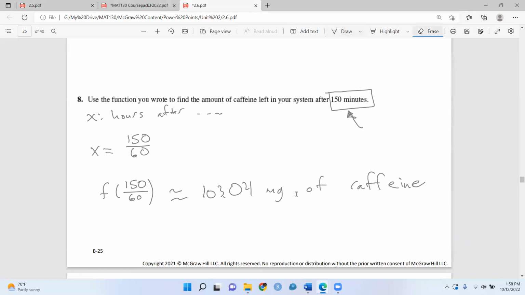Oops, I wrote down an F when I've defined this as G. It is important that you keep track of the letters.